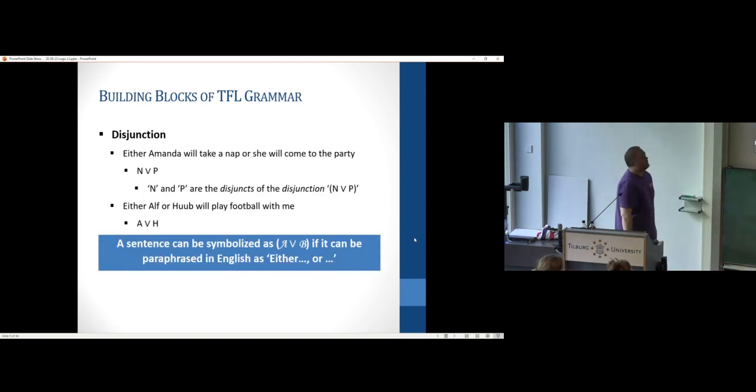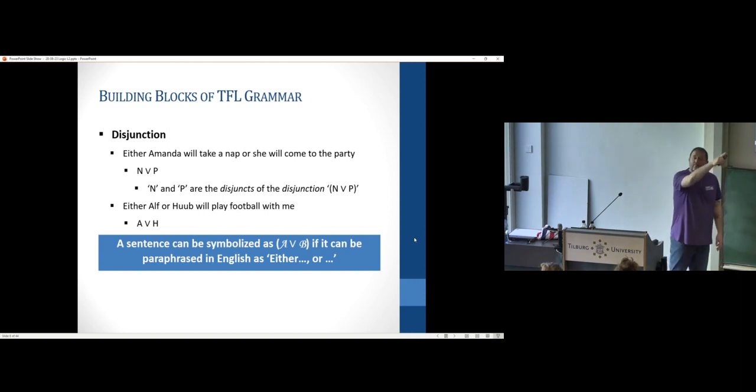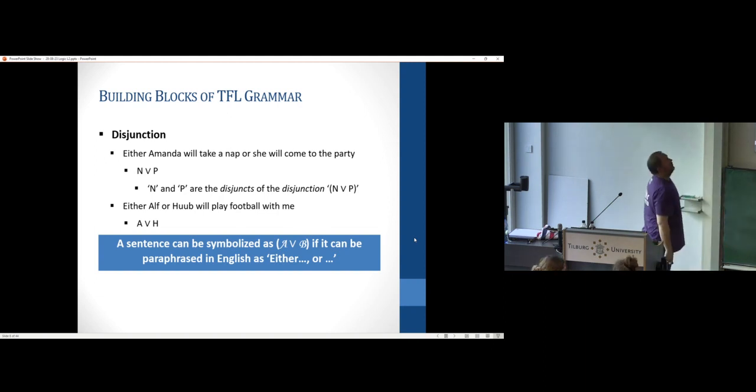Let's do number 3. Disjunction. Disjunction. This is the V. If conjunction is the A without the bar, disjunction is it flipped around. Disjunction is a way to say or.